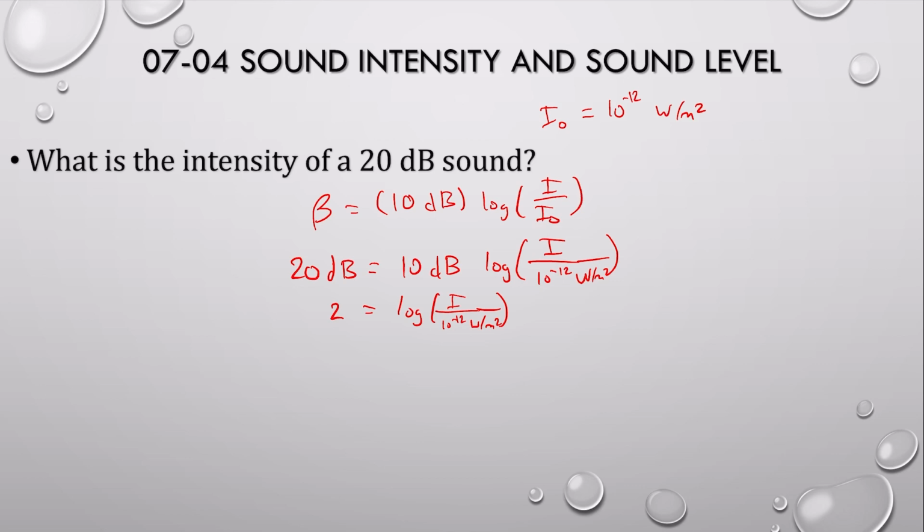And then we have to remember, how do we get rid of a logarithm? Well, this is a common log, so the base is 10. So if you remember from algebra, we'll make 10 the base of both sides. So we have 10 squared, and 10 raised to the log base 10 cancels out. And then I can just multiply both sides by the 10 to the negative 12, which gets me 10 to the negative 10 watts per meter squared.